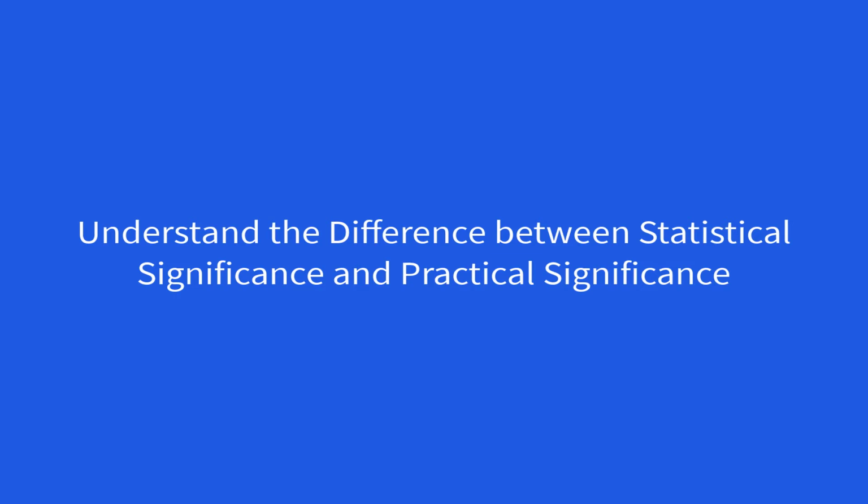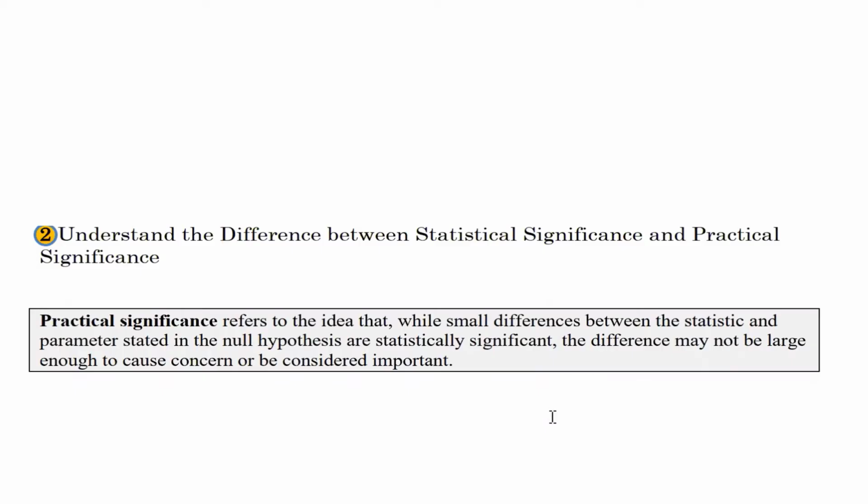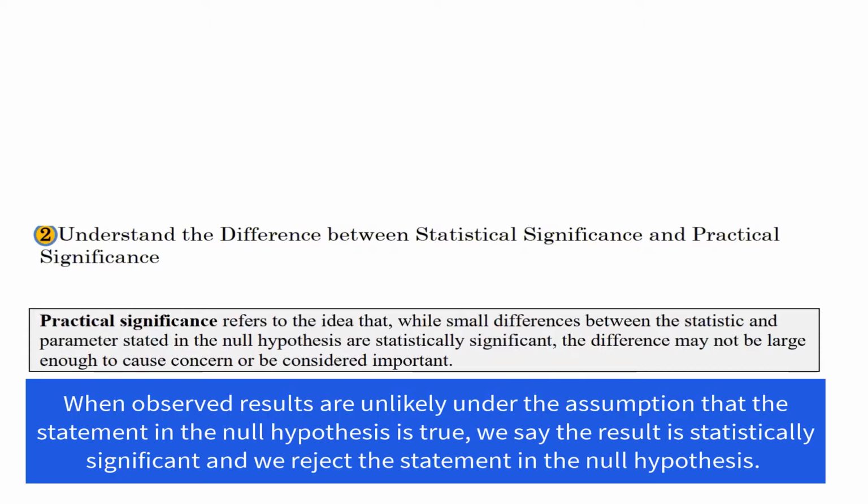So now we're going to look at something called the difference between statistical significance and practical significance. This is a really big issue in looking at any kind of statistical study, to be able to distinguish between these two types of significance. We already know statistical significance means the observed results are unusual under the assumption the statement in the null hypothesis is true. That's what statistically significant means. You observe results that are unusual under the assumption the statement in the null is true.